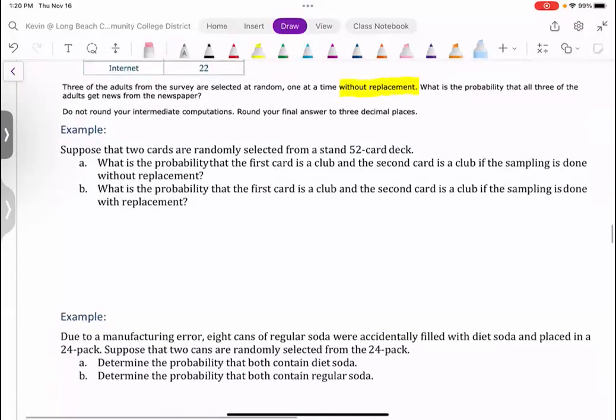Suppose 2 cards are randomly selected from a standard deck of 52 cards. Part A. What is the probability that the first card is a club and the second card is a club if the sampling is done without replacement? So again, once we've removed a card, that card is not put back into the deck for part A. So the probability without replacement.